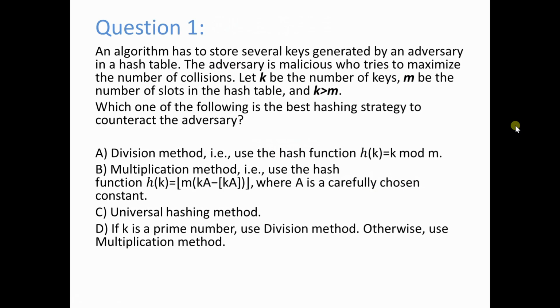In this part 2 video we are covering 2 questions. Question number 1. An algorithm has to store several keys generated by an adversary in a hash table. Here the adversary is malicious and tries to maximize the number of collisions. Let k be the number of keys and m be the number of slots in the hash table, and k greater than m. Which one of the following is the best hashing strategy to counteract the adversary?